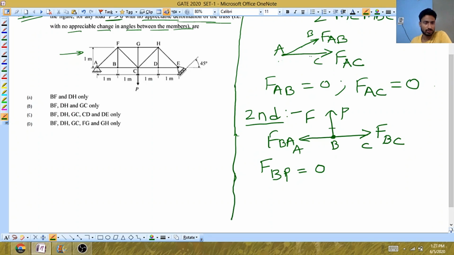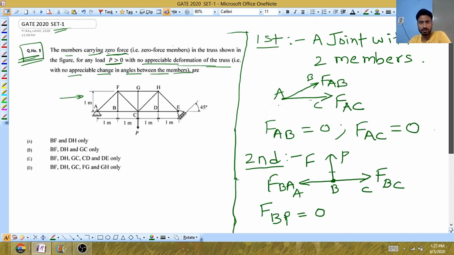These are the direct ways by which you can observe whether it is a zero force member or not. But there may be some additional zero force members which you need to observe by looking at the truss system. Basically those zero force members may be present at the support. So we will observe this truss system, then you will get to know.